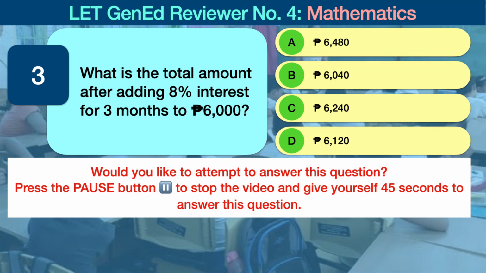Problem number 3. Business math. What is the total amount after adding 8% interest for 3 months to 6,000 pesos? A. 6,480 pesos. B. 6,040 pesos. C. 6,240 pesos. D. 6,120 pesos.